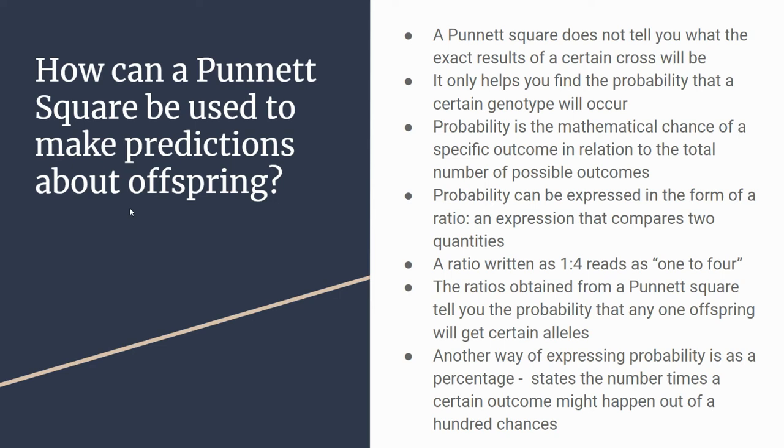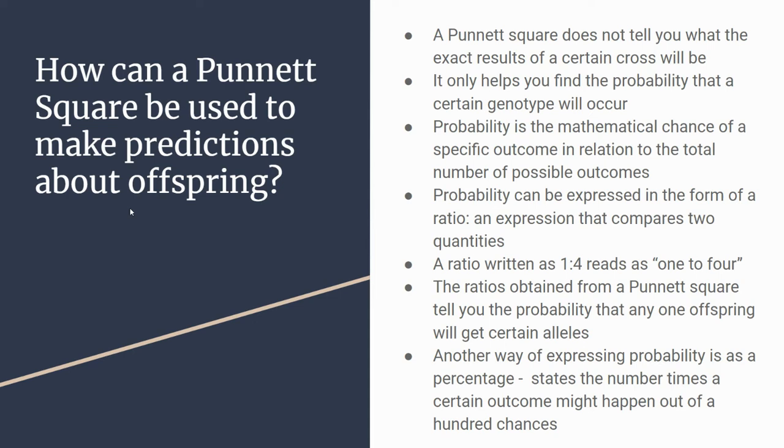Again, if you roll a dice and you want to roll a 2, you have a 1 out of 6 chance to roll a 2 because there are 6 sides to that dice. Does that make sense? That's probability: the mathematical chance of a very specific outcome occurring in relation to the total number of possible outcomes.